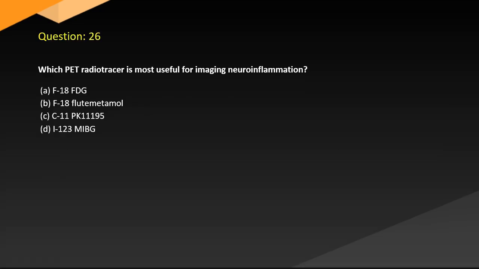Question 26. Which PET radiotracer is most useful for imaging neuroinflammation? A. F18-FDG, B. F18-flutemetamol, C. C11-PK, D. I123-MIBG.